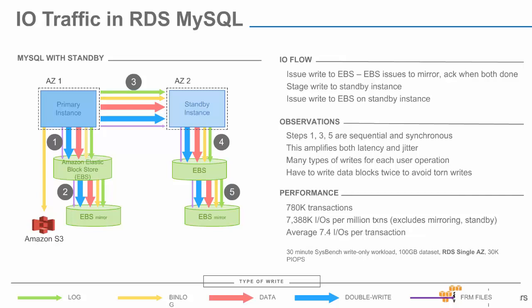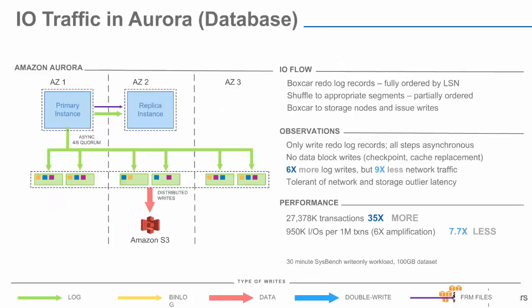Now let's look at how it performed when we did the same thing in Aurora. What we did in Aurora was the exact same thing. We took the 100 gig load and ran the sysbench workload for 30 minutes on the same size of database instances. You remember the MySQL RDS instance had a 30,000 PIOPS EBS storage attached to it, which is the high-end storage that's available to RDS MySQL. Now let's look at how things happened in Aurora.